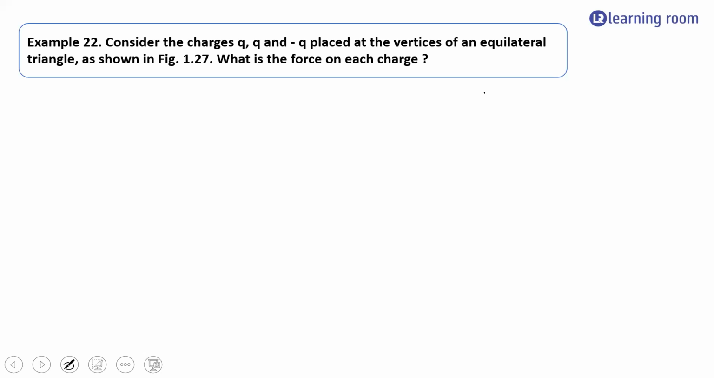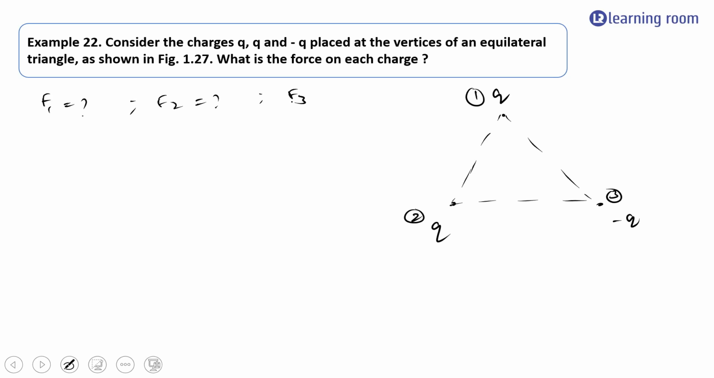So consider charges Q, Q and minus Q placed at the vertices of an equilateral triangle. What is the force on each charge? Q, Q and minus Q. So this is actually a textbook problem. What are the forces on each charge? If I take this as 1, 2, 3, they are asking what is F1, what is F2 and F3.